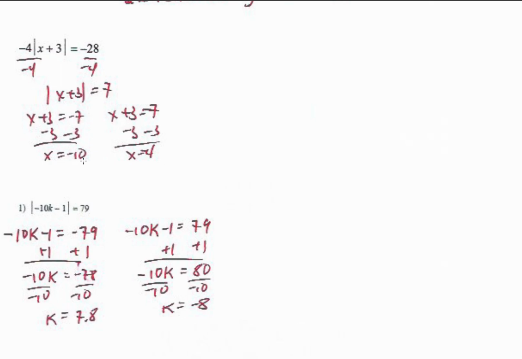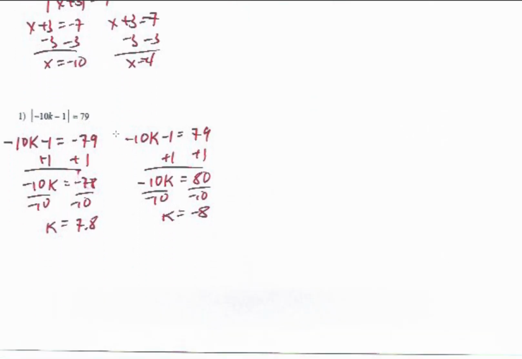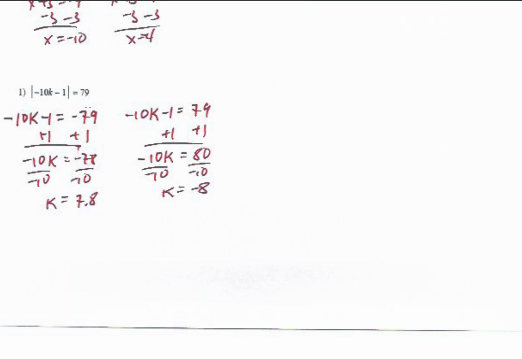Subtracting 3, I get x is negative 10. Subtracting 3, I get x is 4. So the two solutions are negative 10 and 4. With an equals, it's pretty straightforward. Another equals. It could be negative 79, or what's in the absolute value symbols could be positive 79.